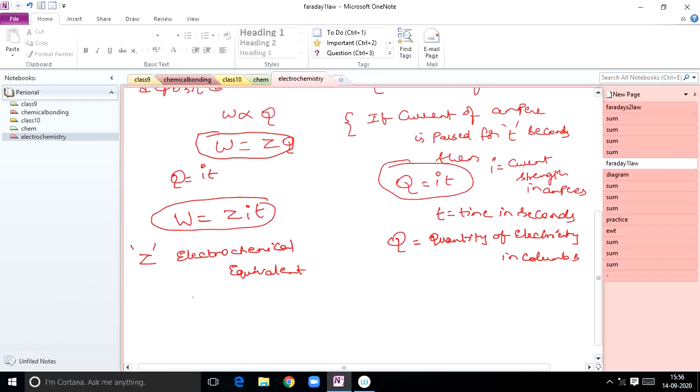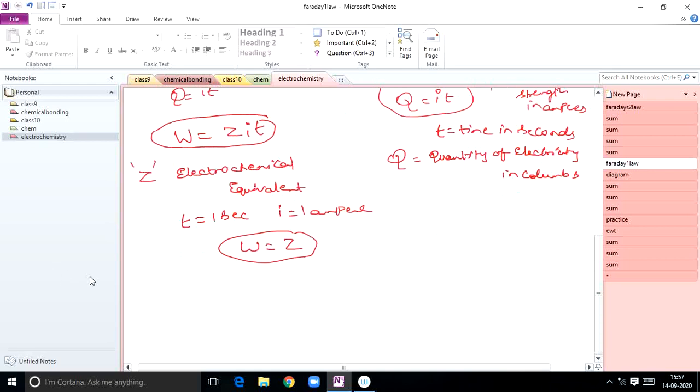Suppose in that expression, if t is equal to 1 second and I is equal to 1 ampere, then W becomes equal to Z, right? So, what is this Z? How can you define the term Z? Electrochemical equivalent of a substance, Z.